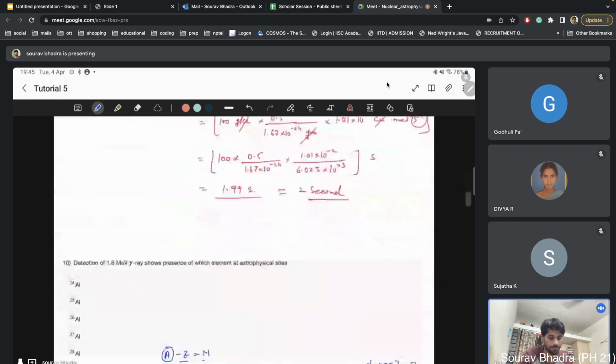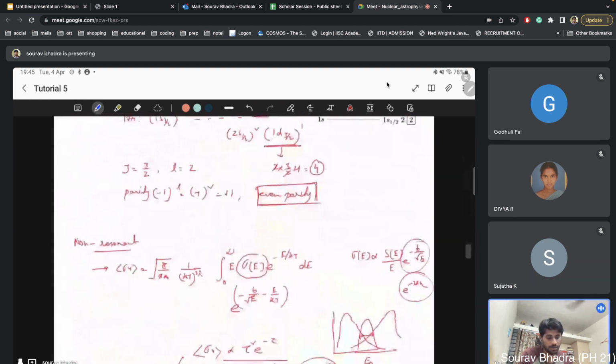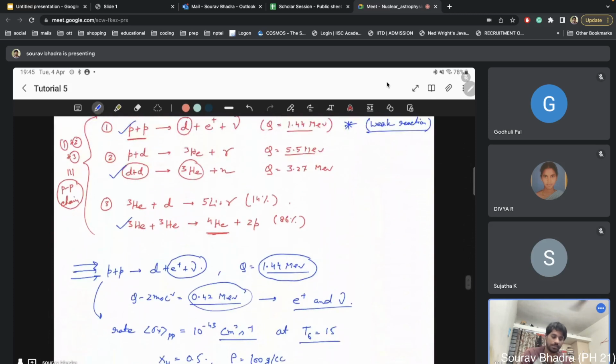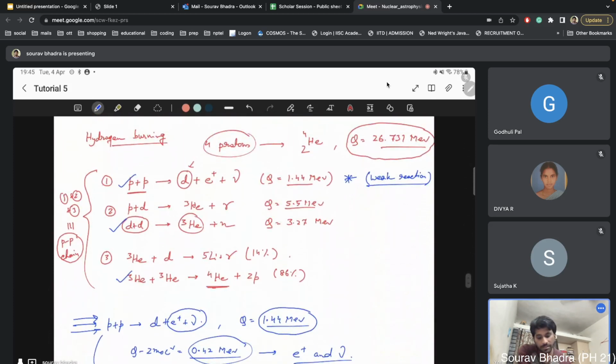This will also come in a few minutes. I have told you that hydrogen burning has started, and it takes a very long time. That's okay. And these are the 3 dominating steps. Other reactions can also happen, but these are the dominating ones. As I told you, this reaction is mainly 86%. So this is the formation of helium from hydrogen.